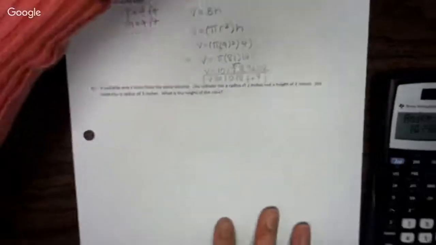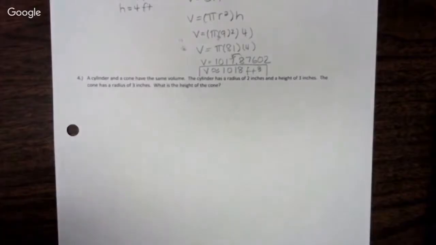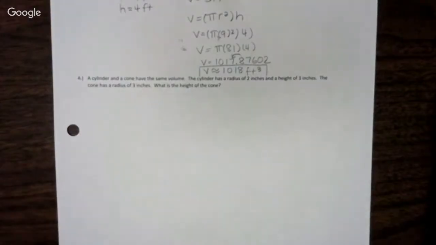All right, number 4. A cylinder and a cone have the same volume. The cylinder has a radius of 2 inches, height of 3 inches. The cone has a radius of 3 inches. What is the height of the cone?